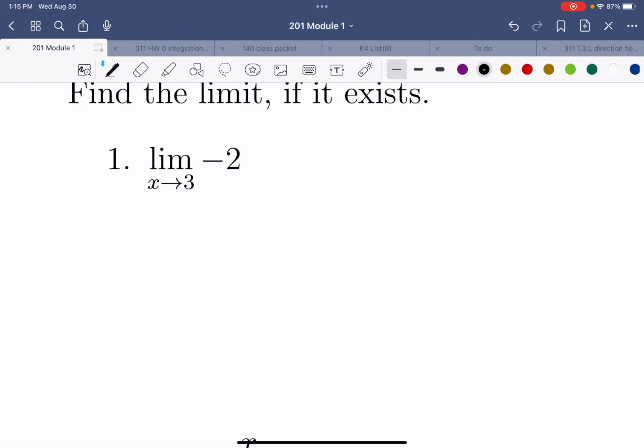Number one, we have the limit as x goes to 3 of -2, right? Now, -2 is the whole function. So if I plug a 3 in, there's nowhere to plug it in. When I plug it in, it's just -2. The function is -2 all the time. And because I got a number that works, -2 is great as an answer, then I'm done. So my answer is just -2.